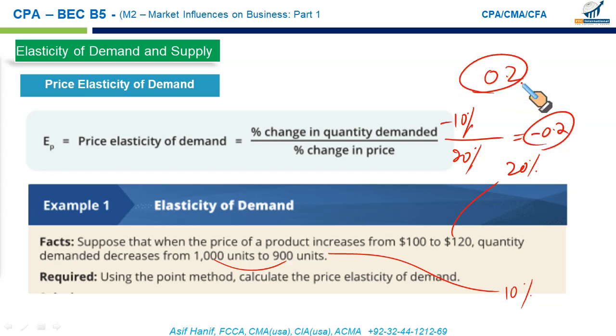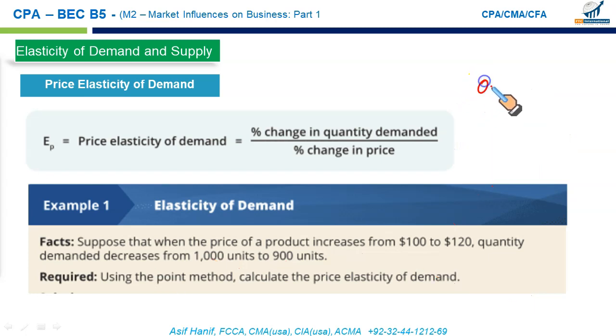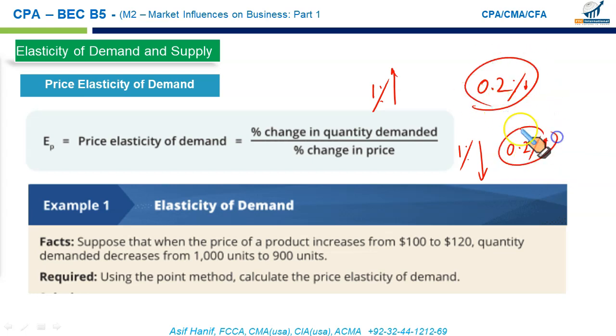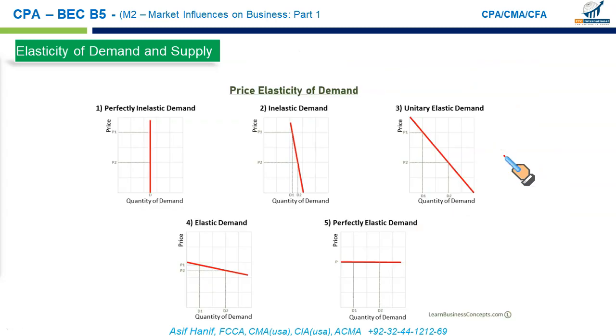What does it mean? How can we interpret it? 0.2 means if there is a 1% increase in price, the quantity demanded falls by 0.2%. Or if the price falls by 1%, the quantity demanded goes up by 0.2%. So you can see the demand is less responsive. So this brings us to a conclusion that when the absolute value of the price elasticity of demand is less than 1, the elasticity of that particular product or service is said to be relatively inelastic. It is less responsive. Let us discuss this idea further.